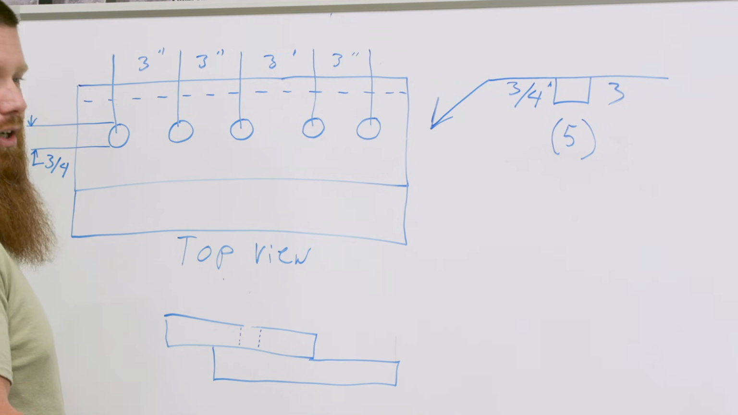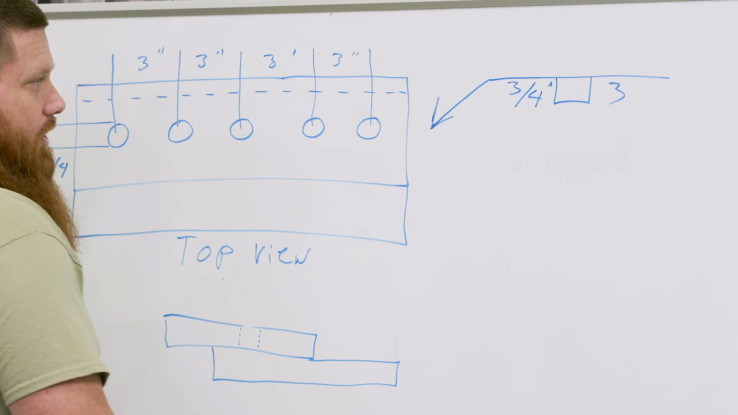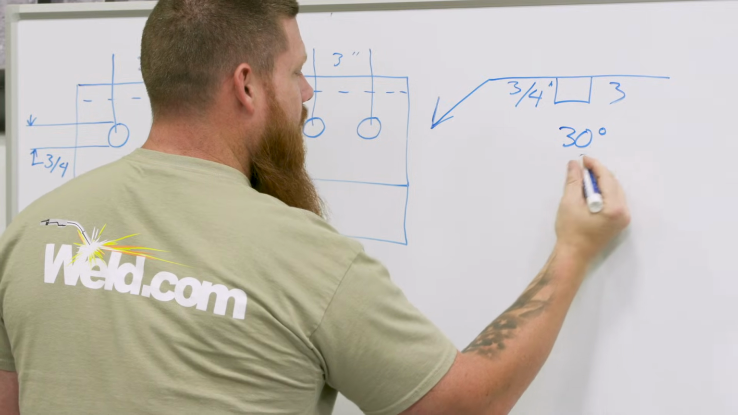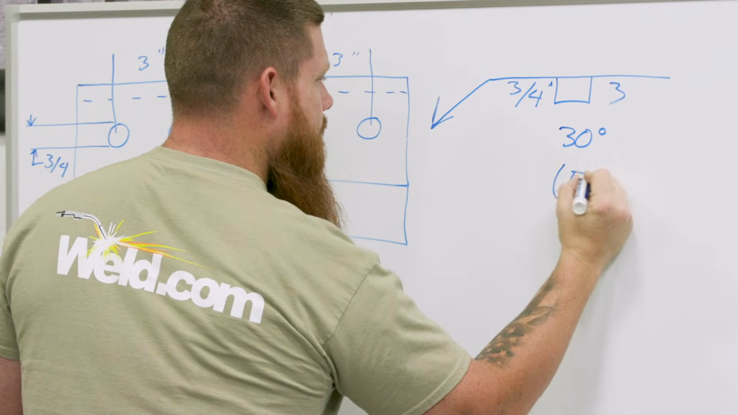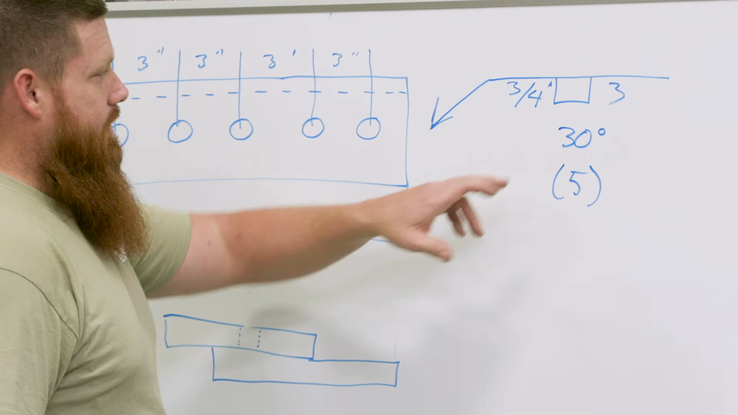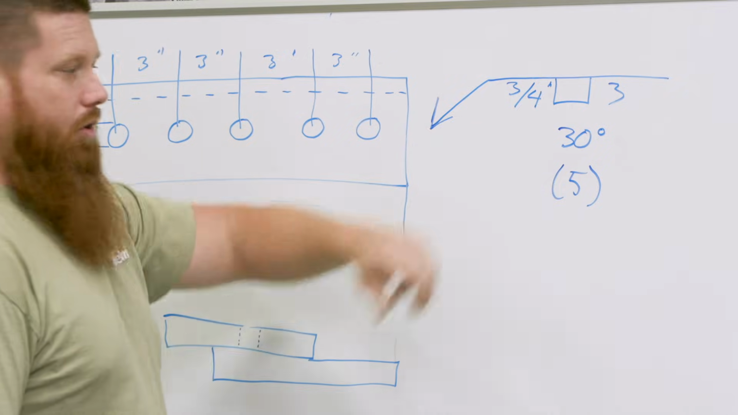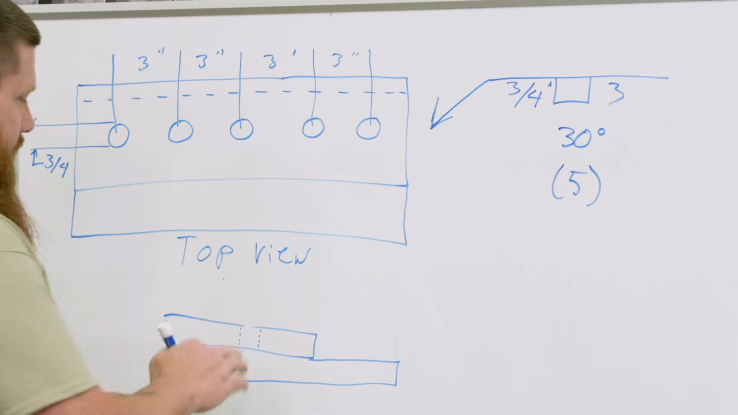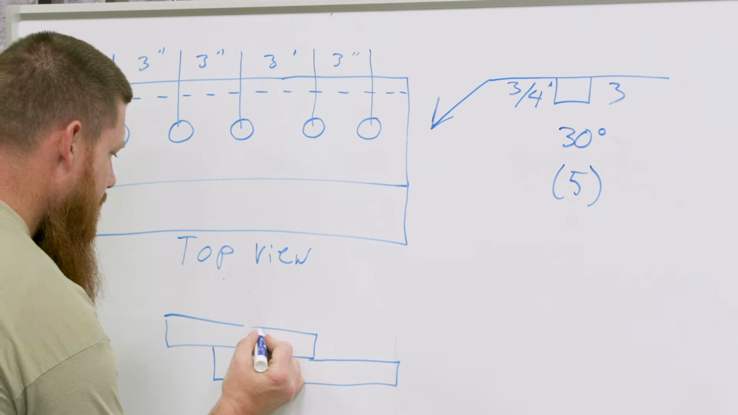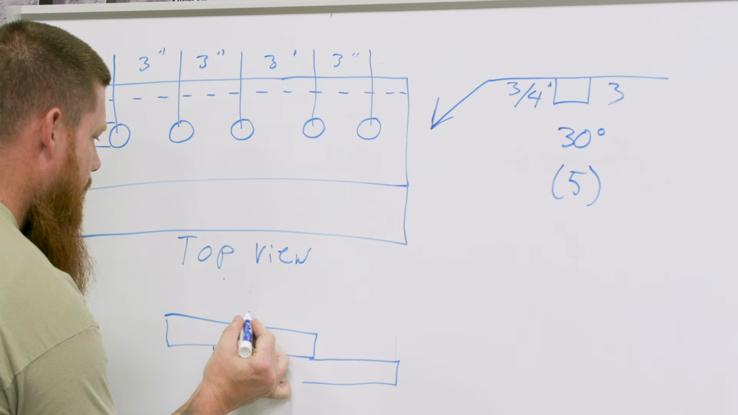Now there's one other thing that can occur, okay? If these holes are countersunk or counterbored, you're going to have that angle in there. Just like in our groove welds and things of that nature, we have our angle that's going to be just below our symbol. So what's that going to do for us? We're just going to have to change this to where we have that bevel going on here.